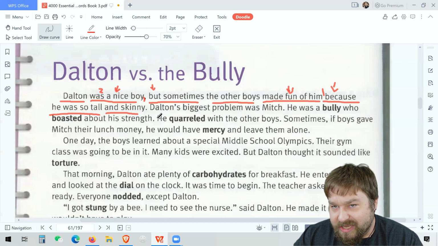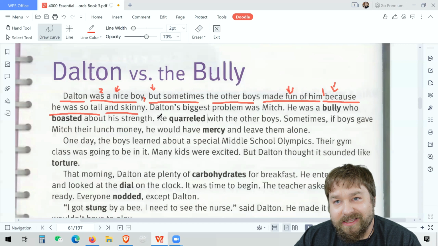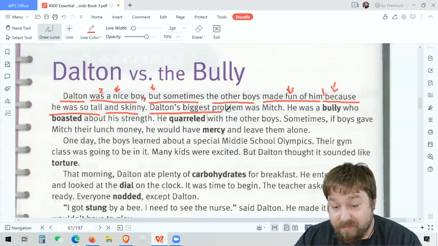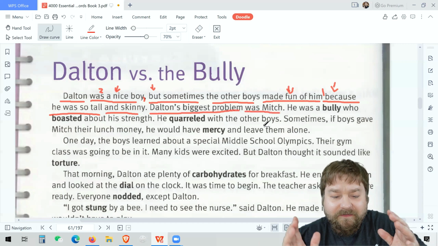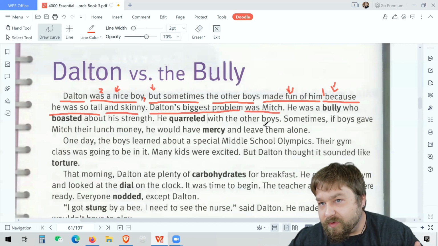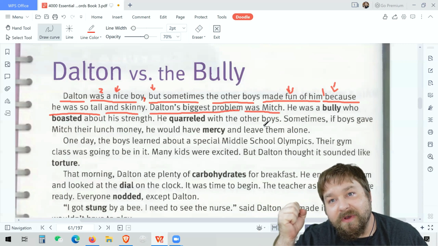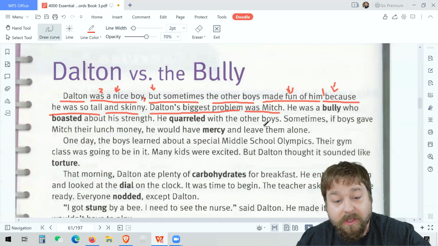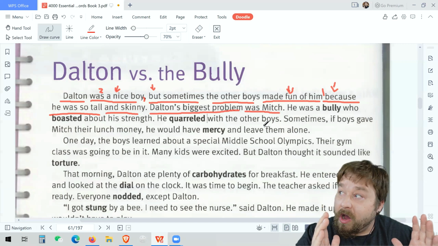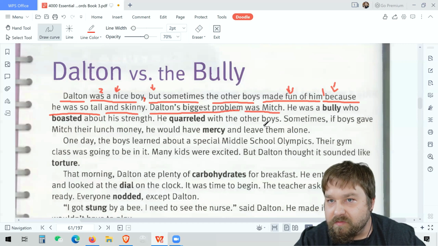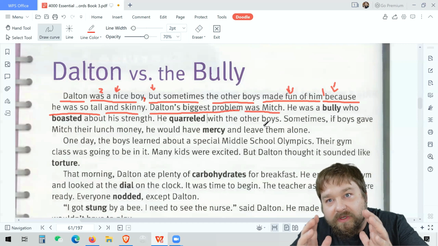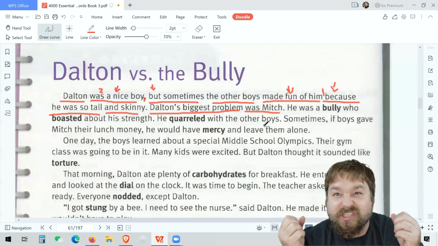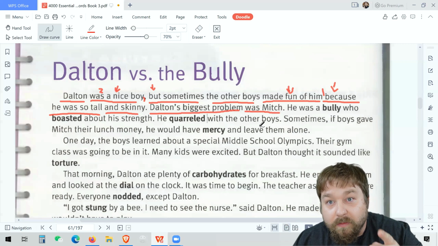Dalton's biggest problem was Mitch. How many times can we break this sentence? Twice. Dalton's biggest problem was Mitch. You see that? If I say Dalton's biggest problem was Mitch, it takes away some of the power in Mitch being the problem, right? So we say Dalton's biggest problem, what was it? Was Mitch. See how I can slow down that and dun, dun, dun. Make it more suspenseful, more impactful, more meaning.